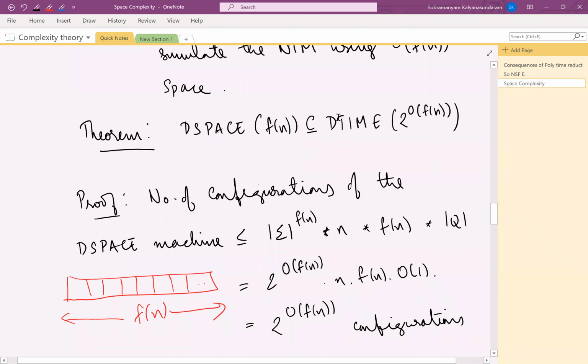And yes, we will see more interesting aspects of polynomial space later. I don't want to confuse you all the more now. And this means that deterministic log space is contained in polynomial time, and deterministic polynomial space is contained in exponential time, right? So if f(n) is substituted to be a polynomial, this becomes exponential time because you have 2 power polynomial.